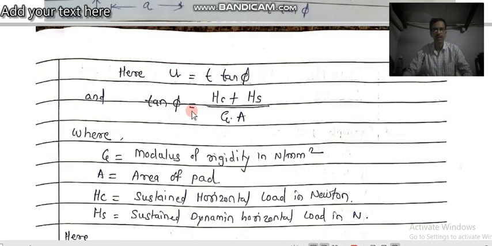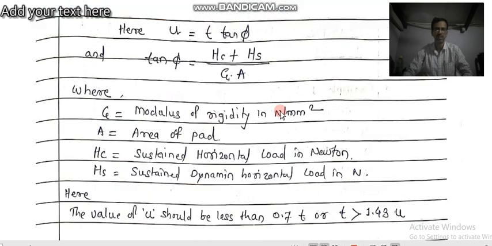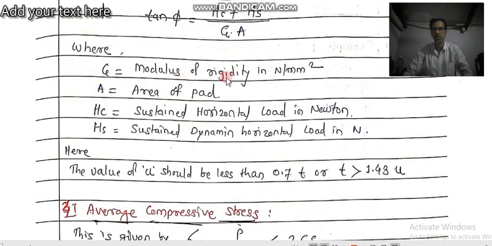And this tan φ is equal to (HC plus HS) divided by G times A. Now what is HC, what is HS, what is G, what is A? G is the modulus of rigidity of the elastomeric bearing in Newton per mm square. A is the area of the pad, that is the plan area. HC is sustained horizontal load in Newton. So what horizontal load the bearing can sustain, that is nothing but HC, and HS is the sustained dynamic horizontal load in Newton. So tan φ is given by (HC plus HS) divided by G times A.